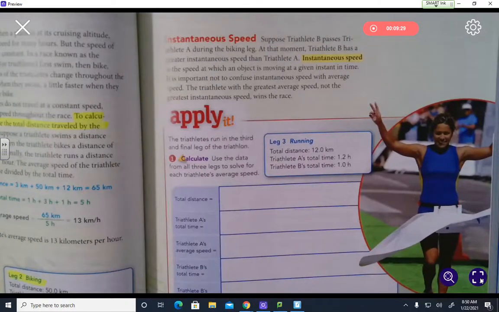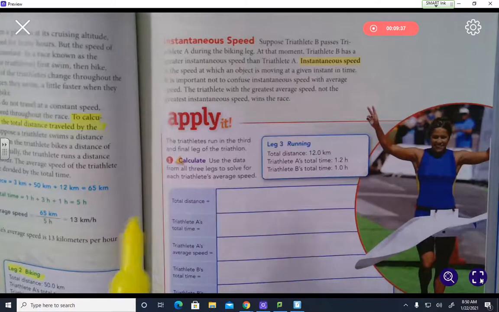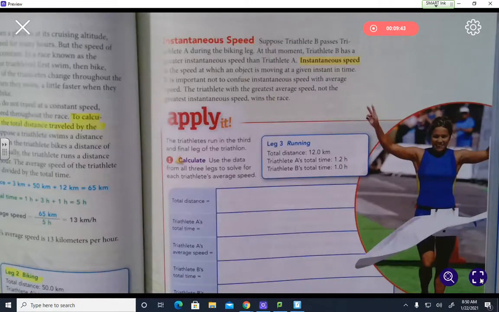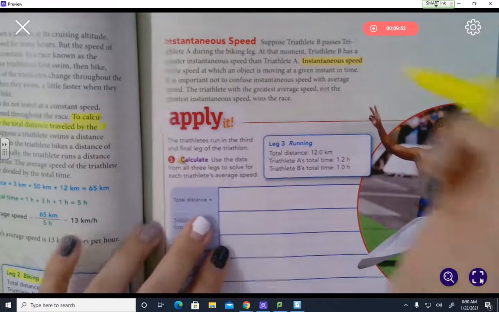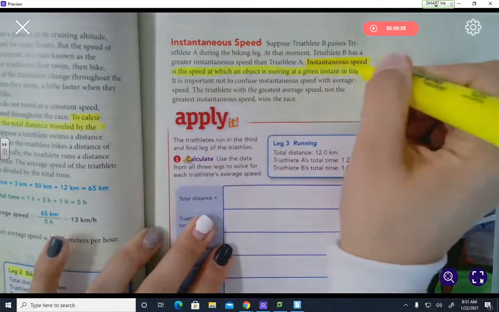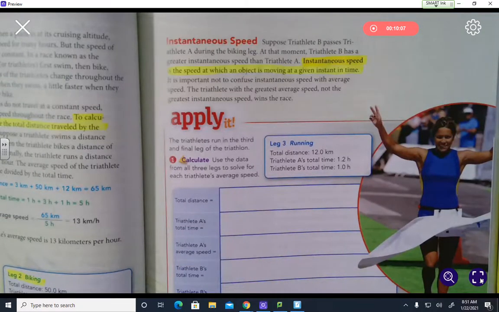Now we're going to look at instantaneous speed. Suppose triathlete B passes triathlete A during the biking leg. That means like the biking segment. At that moment, triathlete B has a greater instantaneous speed than triathlete A. Instantaneous speed is the speed at which an object is moving at any given instant in time. Highlight the definition for that. So what that means is at that given time, that person or that thing, that object has a greater speed.